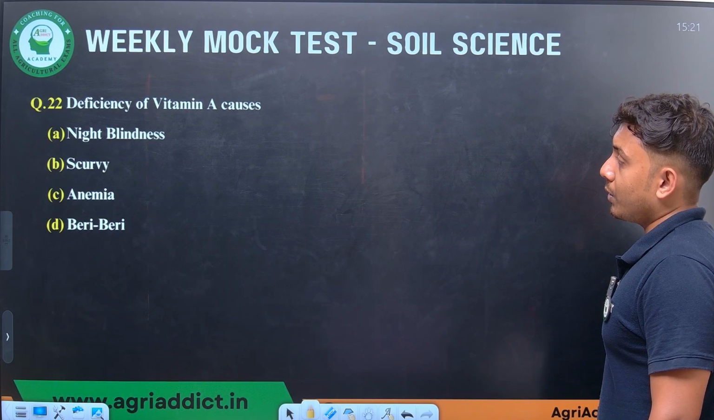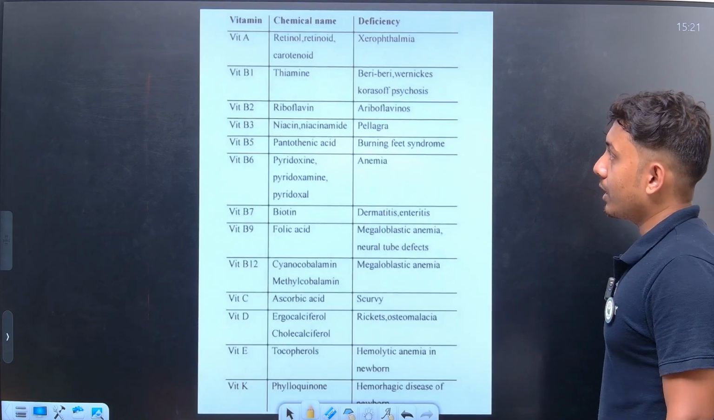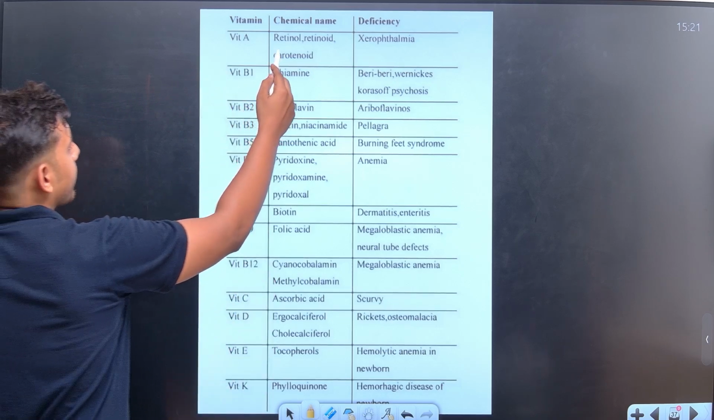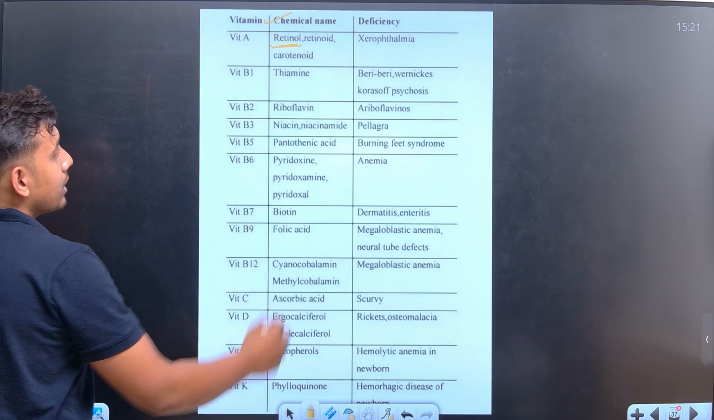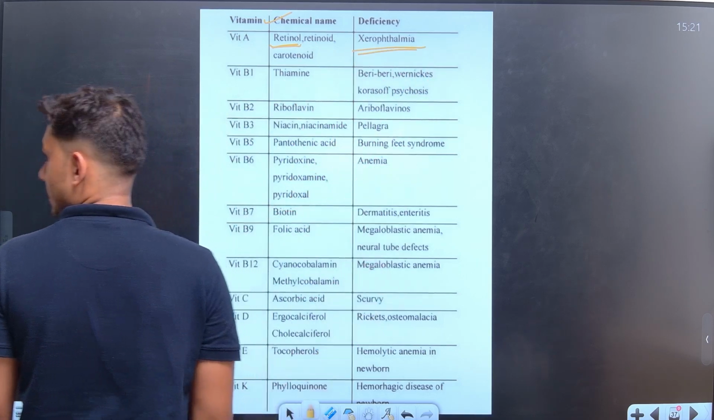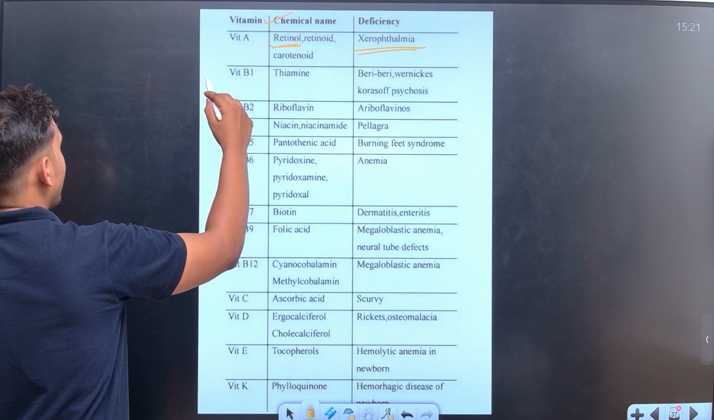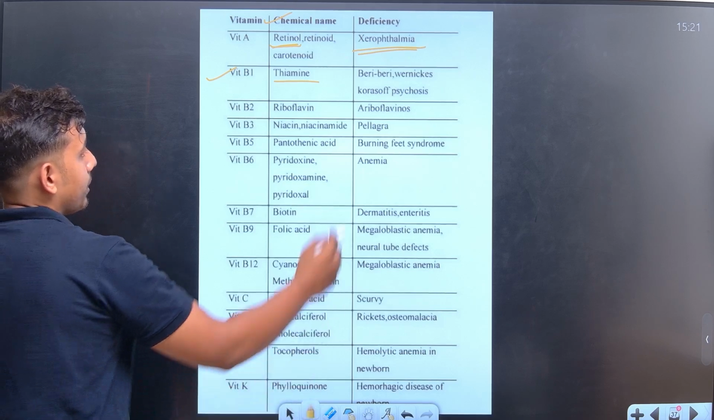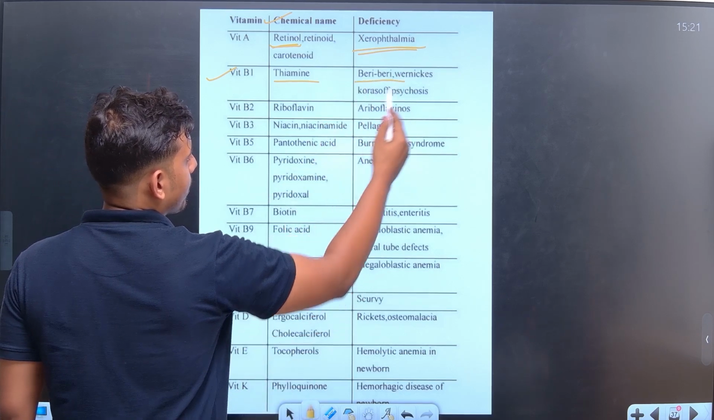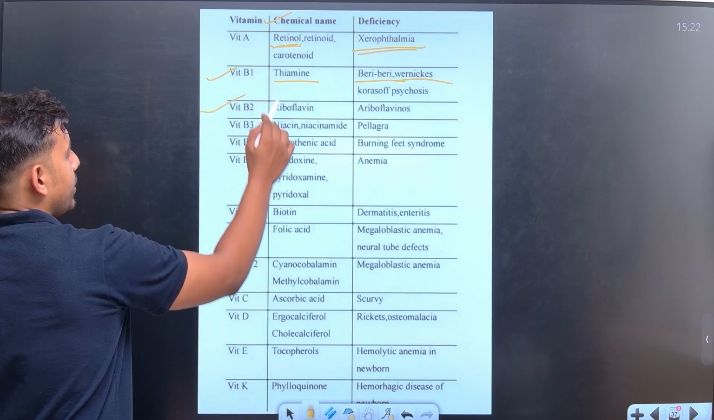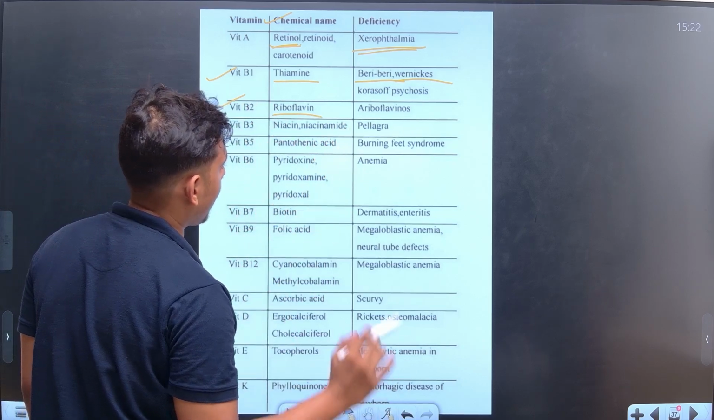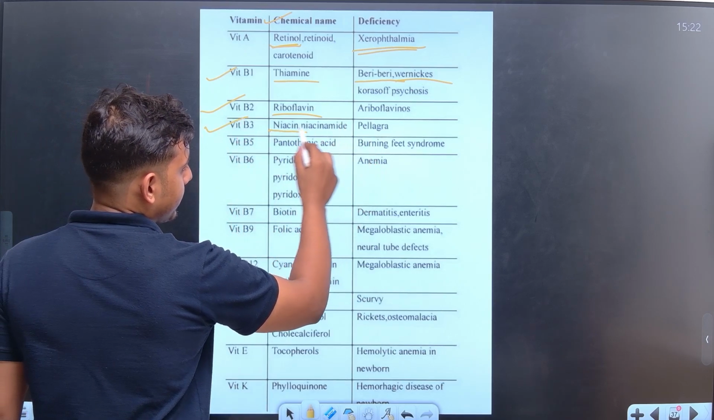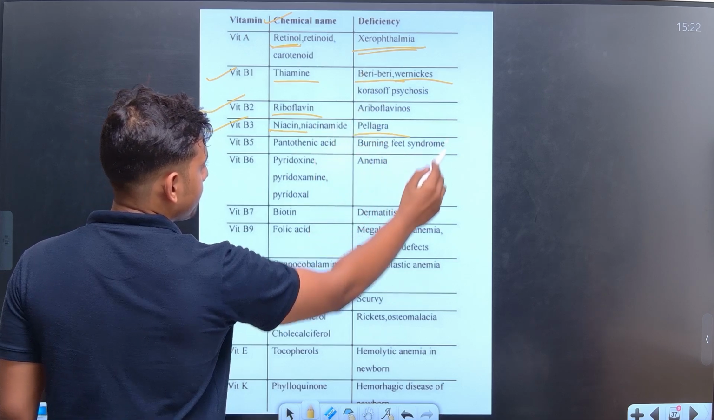Next, the deficiency symptom of vitamin A. Let's see what are the deficiency symptoms and the chemical names of those vitamins. Vitamin A is retinol, and the deficiency is xerophthalmia. Vitamin B1 is thiamine, deficiency beriberi, weakness. Vitamin B2 is riboflavin. B3 is niacin or niacinamide, and the deficiency is pellagra.